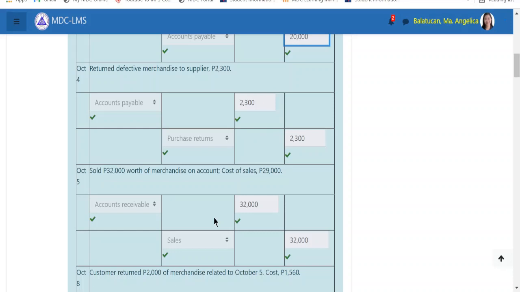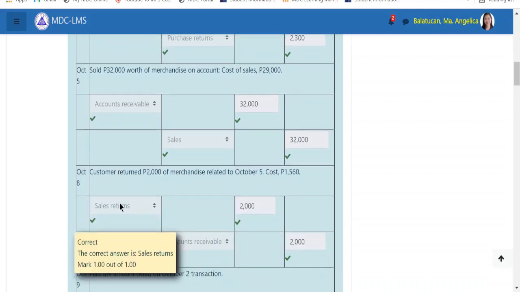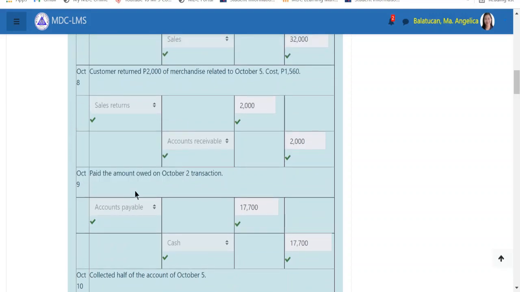The cost of sales is 29,000. So this is on account, so debit accounts receivable and then credit sales. That's 32,000. Again, the cost of sales will be recorded if it is a perpetual inventory system. Next, we have customer return 2,000 of merchandise related to October 5, and the cost of that merchandise is 1,560.